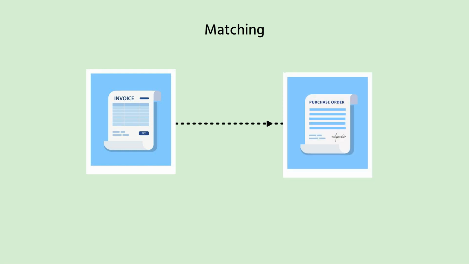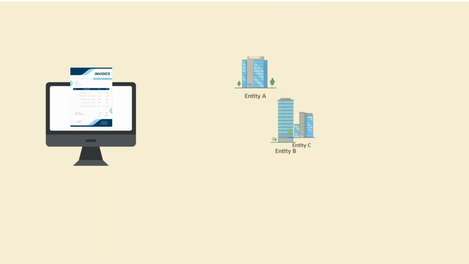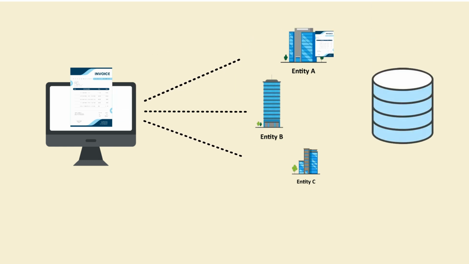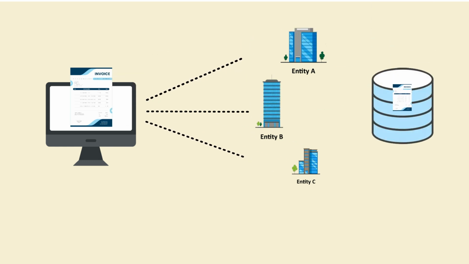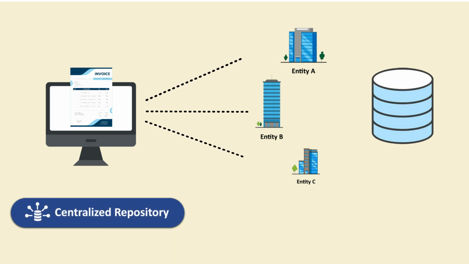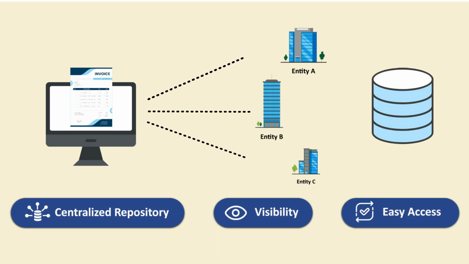SutiAP reconciles incoming invoices with corresponding purchase orders, flagging any discrepancies and facilitating swift resolution. With manufacturing operations often spanning multiple locations, SutiAP centralizes accounts payable operations across all your facilities, ensuring consistency and visibility across the organization.